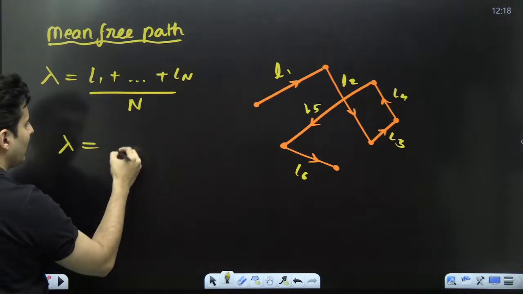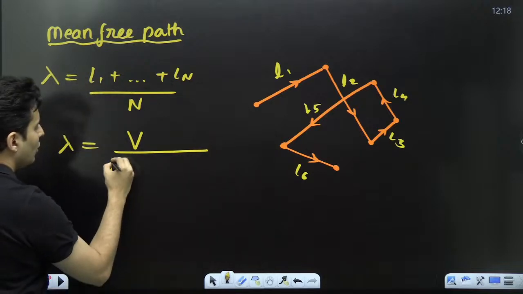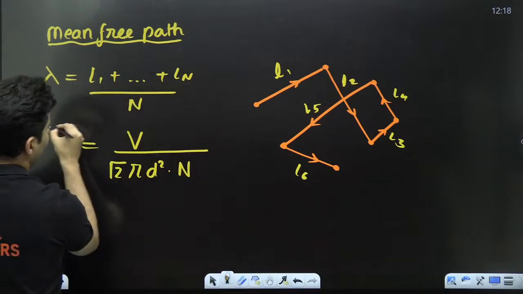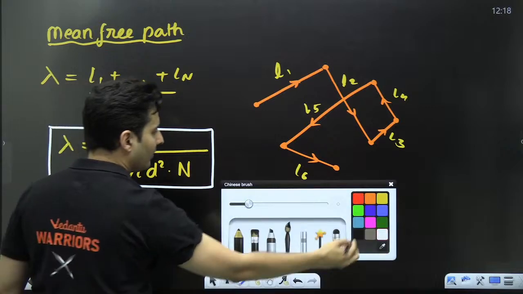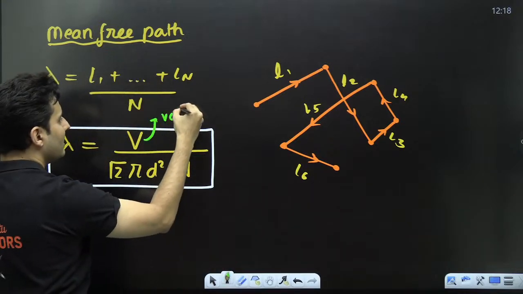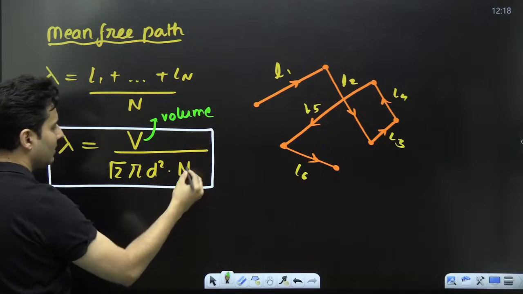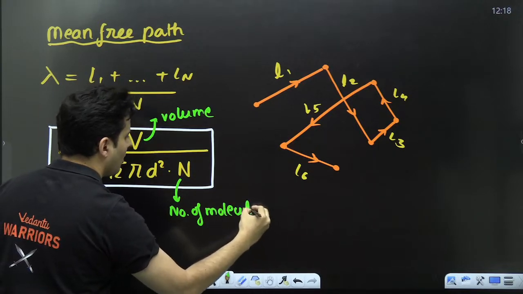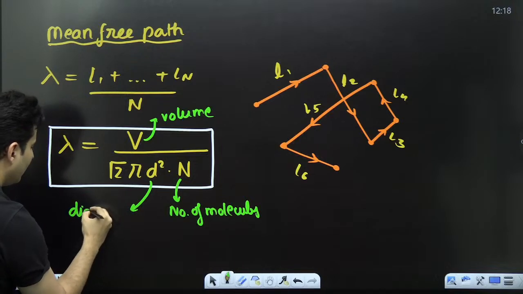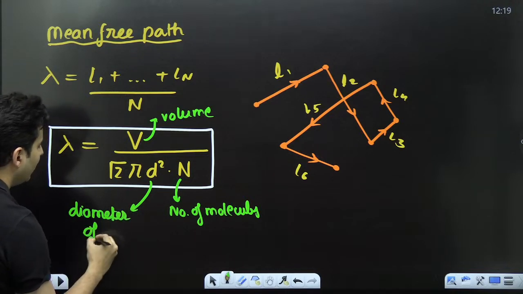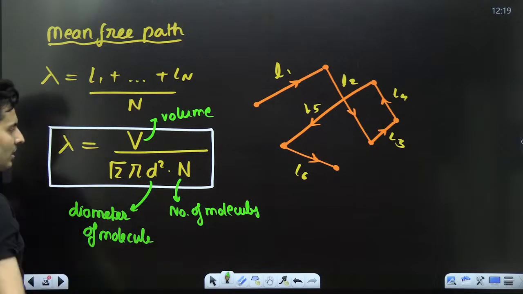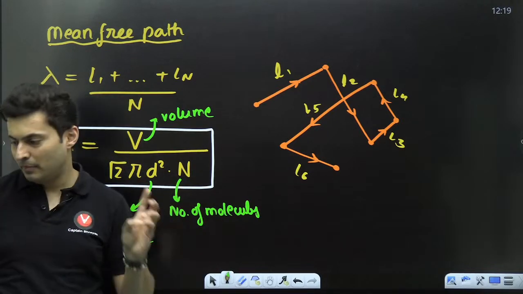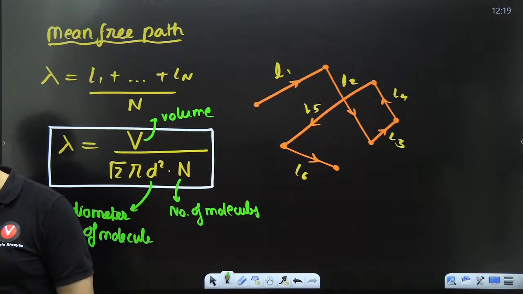This lambda comes out to be V divided by root 2 pi d square into N. Very important formula, mean free path. What are these terms? This is obviously your volume. This is nothing but your number of molecules. What is this d? This is the diameter of the molecule. This will be given to you in some way or the other. This is the mean free path. Keep this in mind. Is that clear?